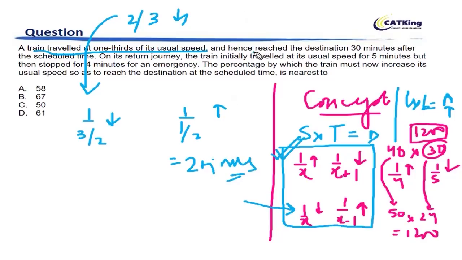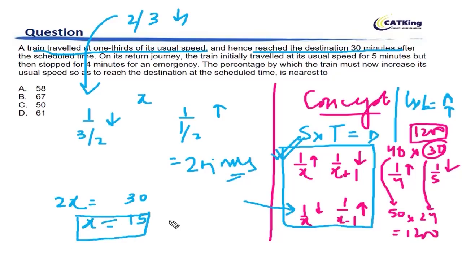So you can say that it reaches the destination 30 minutes late. Let's say the original time taken was x. Now it increases by 2 times, so 2x is equal to 30. That's the increase. So x is equal to 15. The original time taken by the train to reach the destination is 15 minutes.